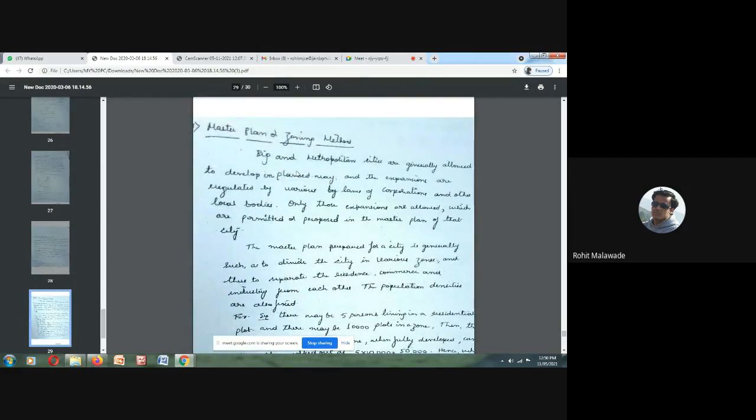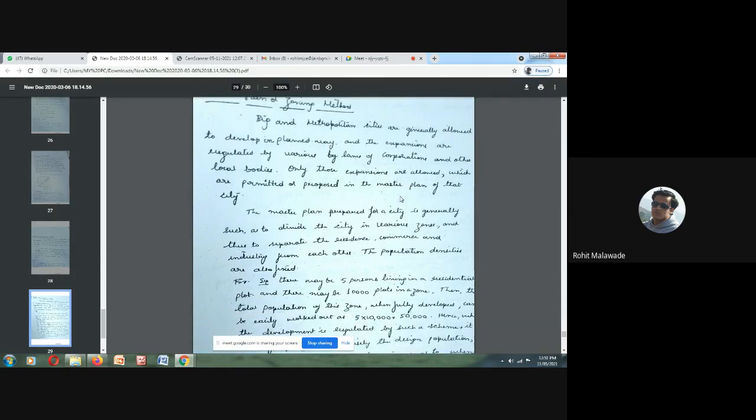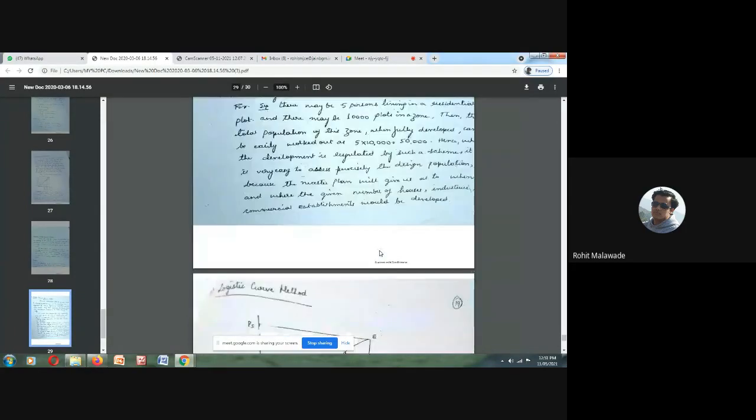Next method is master planning method or the zoning method. Big and metropolitan cities are generally allowed to develop in a planned way, and their expansion is regulated by the various plans or by the corporation. The master plan prepared for a city is generally to divide the city into various zones and to separate the residential and the industrial areas.